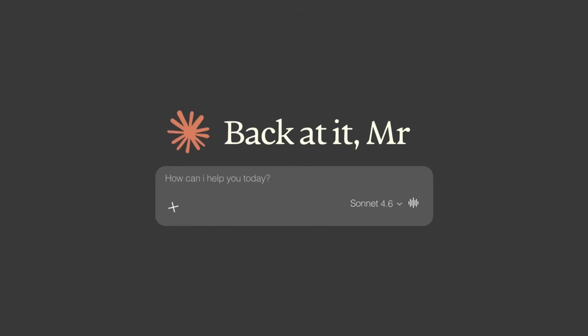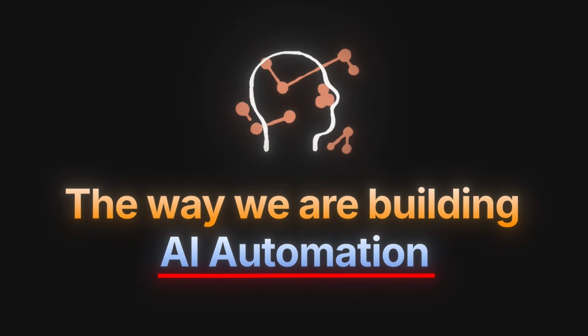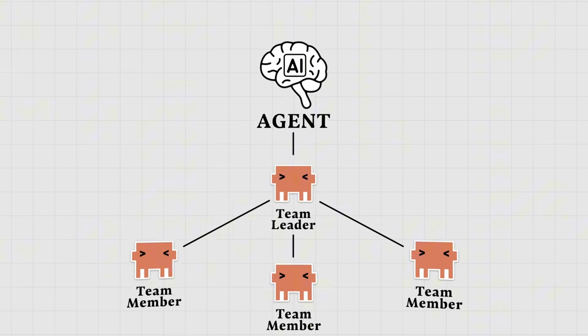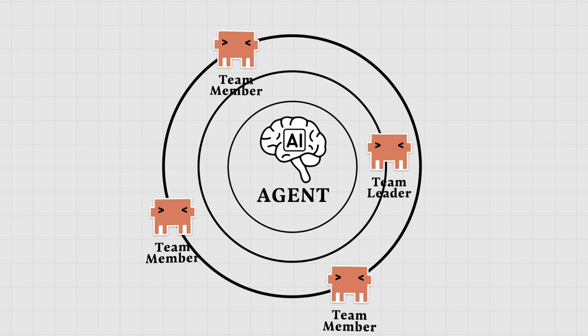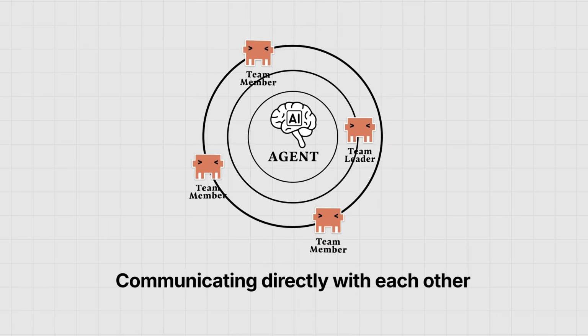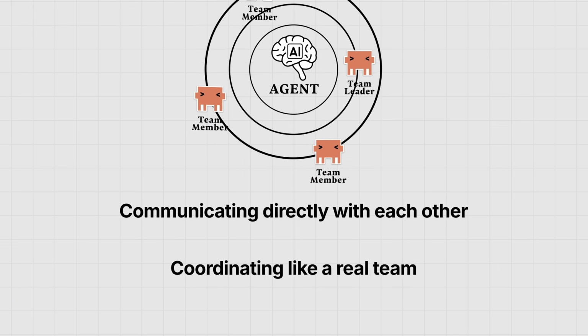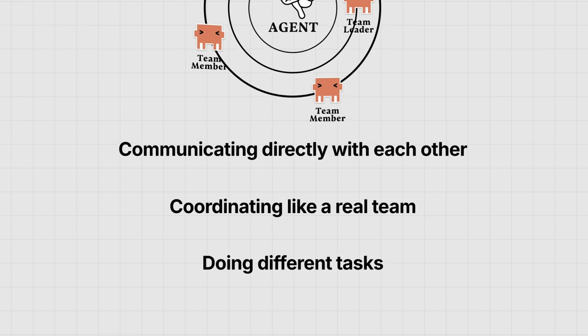Claude Code has completely changed the way we're building AI automation. And I genuinely believe that agent teams in 2026 is going to explode. We're talking about spinning up full AI agents that are working in parallel, each one with its own context window, communicating directly with each other, coordinating like a real team, and doing different tasks.